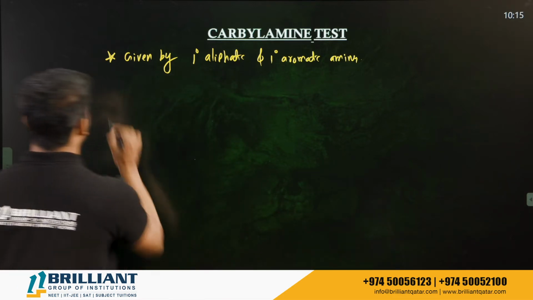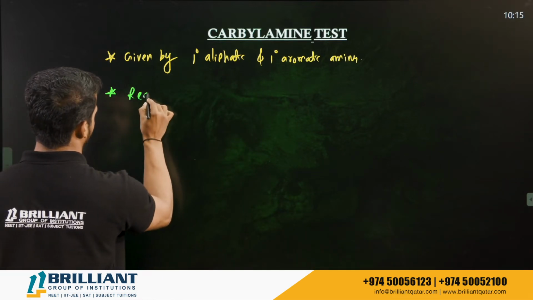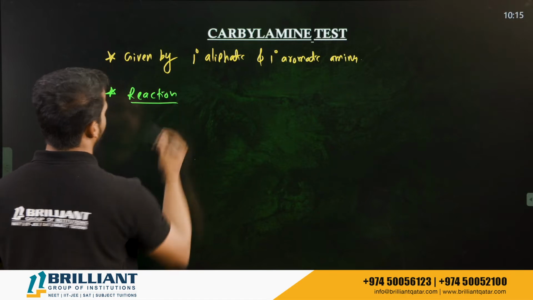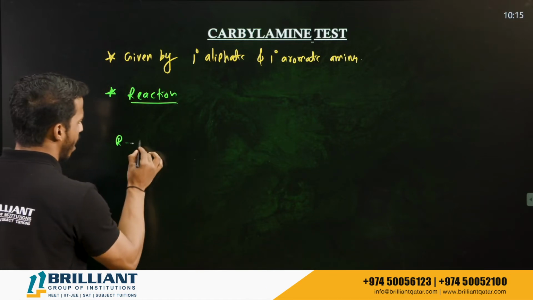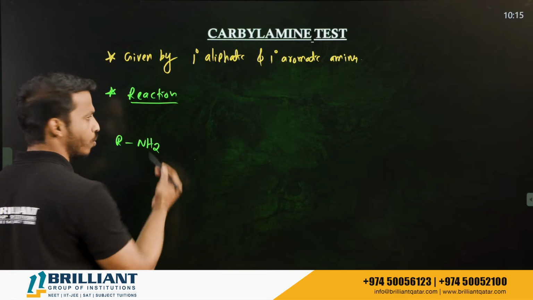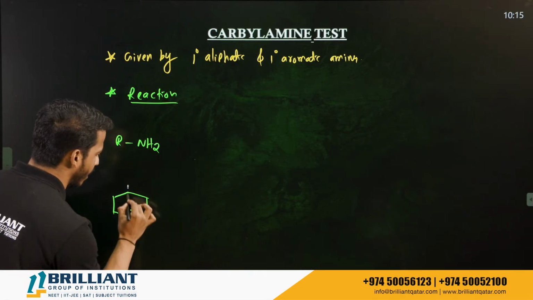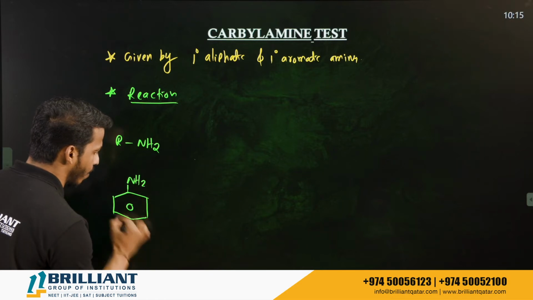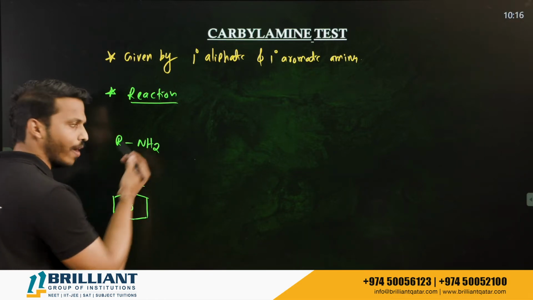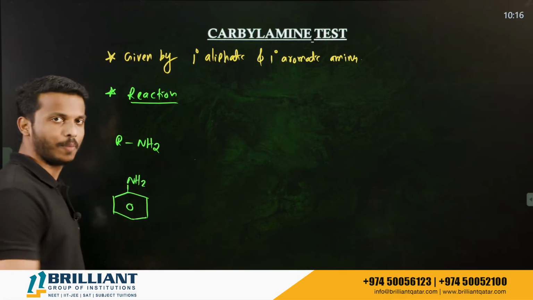What is the test, or what is the reaction? Let's see, a simple reaction. Let me take one of the amines, for example, RNH2. RNH2 means aliphatic primary amine. Let me take one aromatic primary amine, that is nothing but aniline, on aromatic ring benzene. So this is aliphatic primary amine, and this is aromatic primary amine.